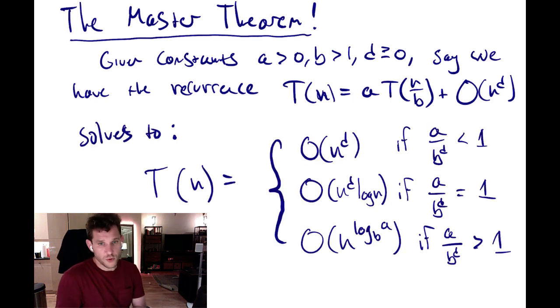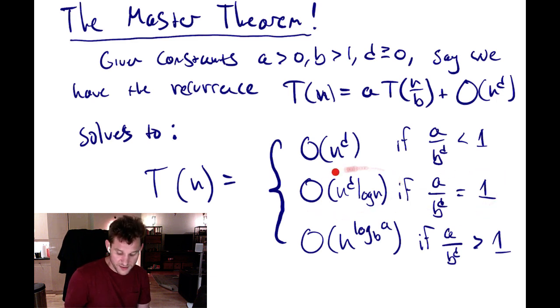So this recurrence will solve to one of three possible cases. If a over b to the d is strictly less than 1, then the recurrence solves to O of n to the d. That's the growth rate of T of n. If a over b to the d actually equals 1, then the recurrence solves to O of n to the d with a log n term. And if a over b to the d is strictly greater than 1, then the recurrence ends up solving to O of n to the log base b of a. And you can simply ignore d in that case.